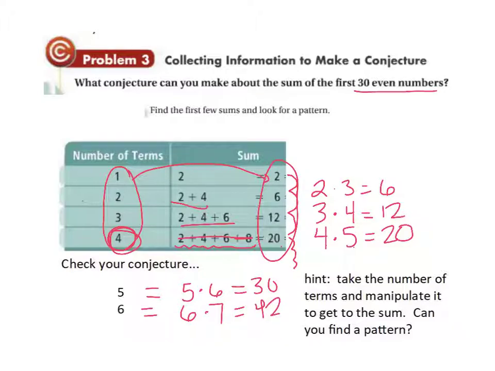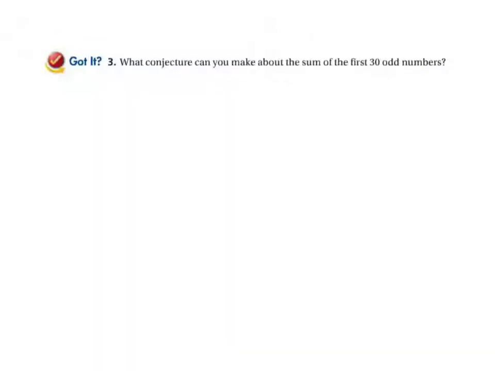And then that takes us back to this part. What was the ultimate question? The first 30 even numbers. Well, then that would be 30 times 31, which is 930. That would be the sum of the first 30 even numbers.